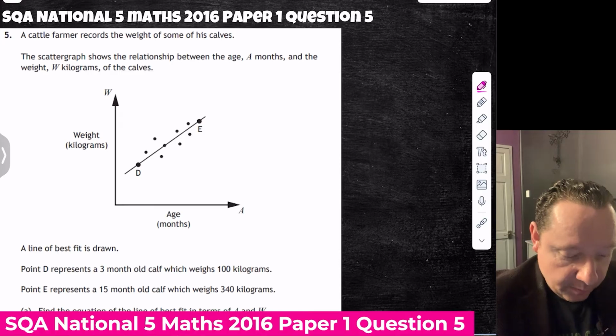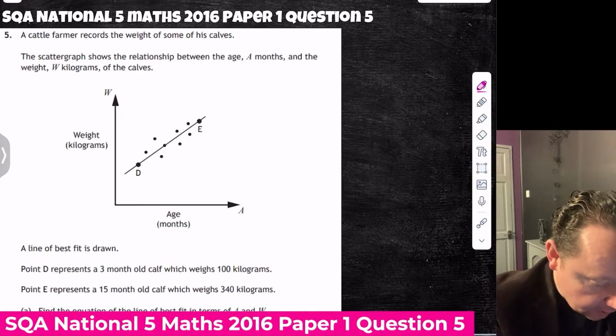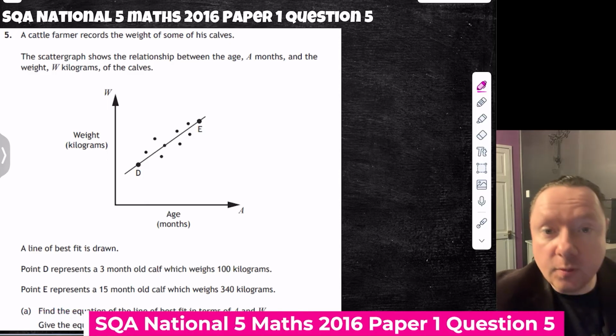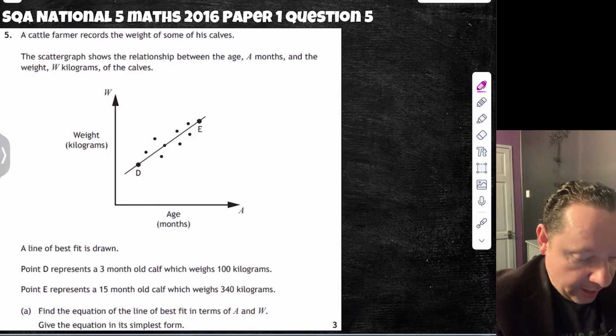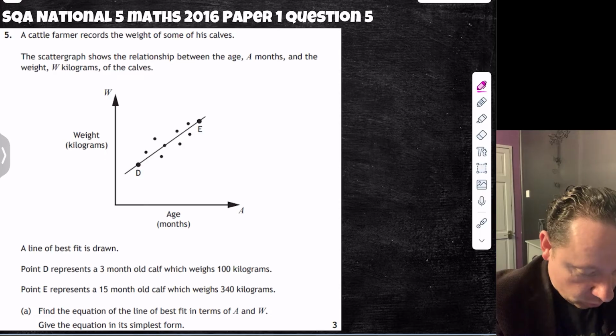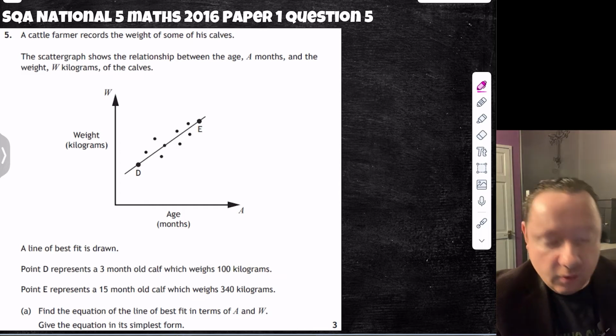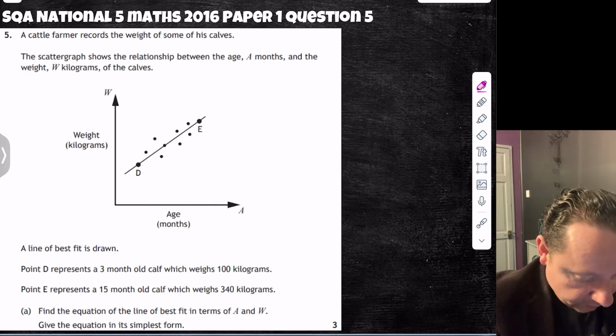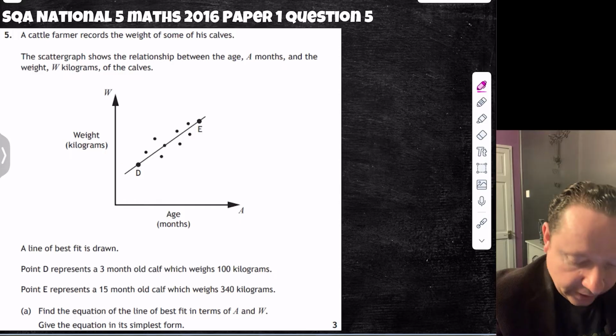That's National 5 Maths 2016, paper 1, question 5 on line of best fit. A cattle farmer records the weight of some of his calves. The scatter graph shows the relationship between the age, in months, and the weight, in kilograms, of the calves. So weight up top, age on the side. Line of best fit is shown. Point D is a 3-month-old calf and weighs 100 kilos. Point E is 15 months and 340. Find the equation of the line of best fit.